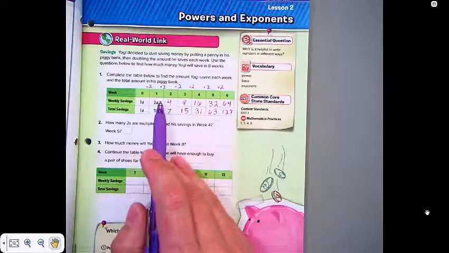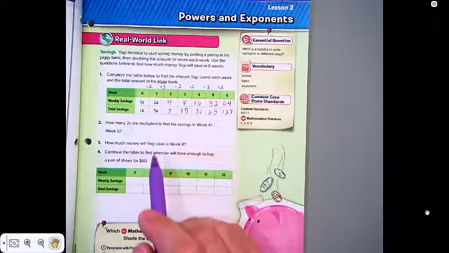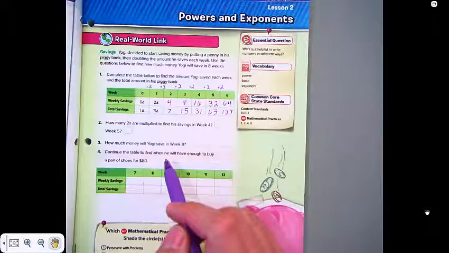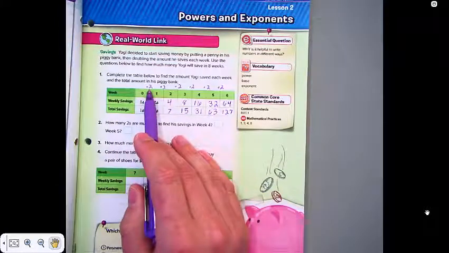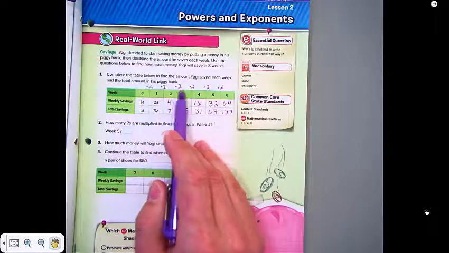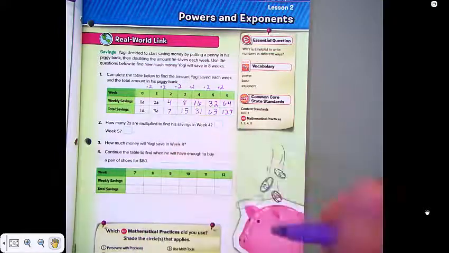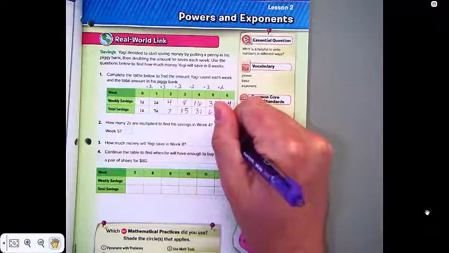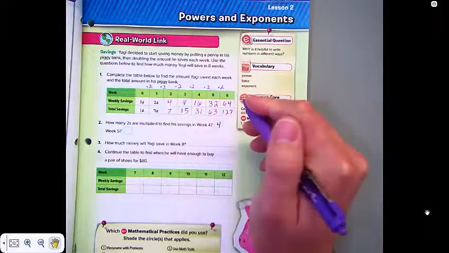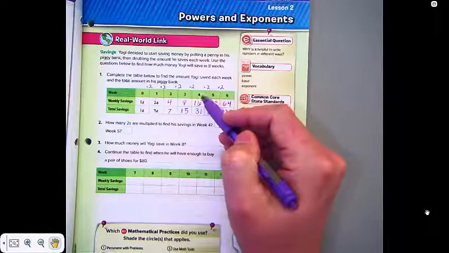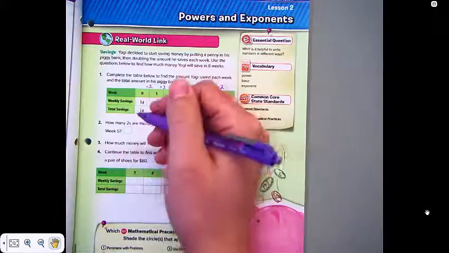How many 2's are multiplied to find his savings in week 4? So right here, his total savings in week 4, how many 2's do we actually end up multiplying? Well, we have 1, 2, 3, 4 2's multiplied for week 4. What about week 5? Well, for week 5, it was just another multiply by 2. So we have 5.